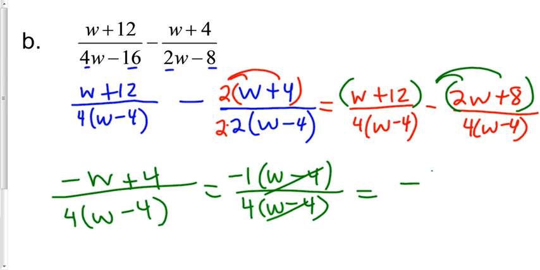Your fractions aren't always going to simplify, but in this case, I noticed that I had very similar factors on top and bottom. And just by factoring out a negative 1, you can actually cancel out the w minus 4s, and we're left with negative 1/4. So all of this work up here cancels out, and we get negative 1/4 for the answer.